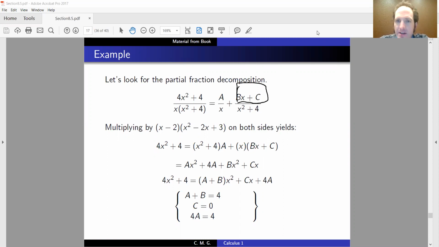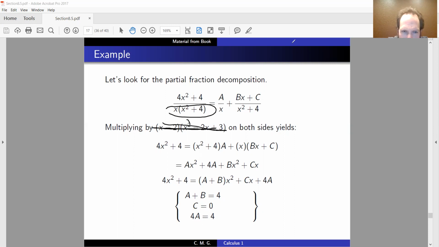And so what ends up happening here is I have a degree lower on top than I have on the bottom. The bottom here has a quadratic in it, so the top has a degree lower. It has a linear term in it with an x to the first power. Okay, so I multiply both sides by this thing, and that's the wrong thing. This should actually be multiplied by x times x squared plus 4.